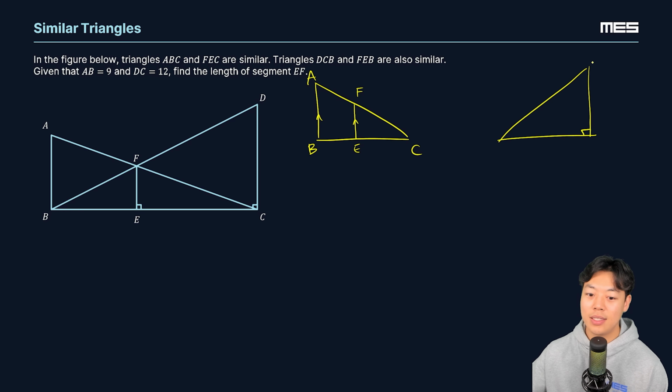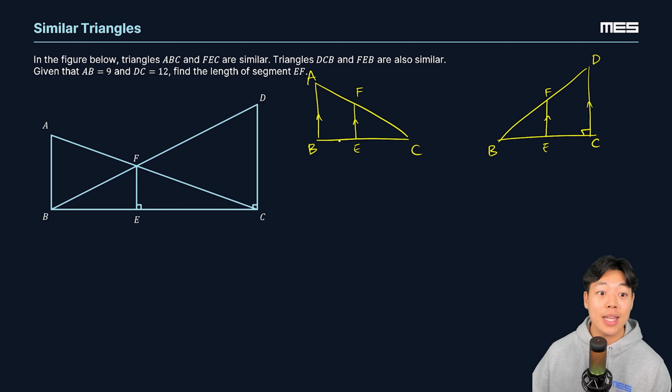Let's redraw DCB here. And FEB are similar. So FE, again, right here, FE. These are parallel as well. Given that AB is equal to 9, DC is equal to 12, find the length of EF. So this is our X.